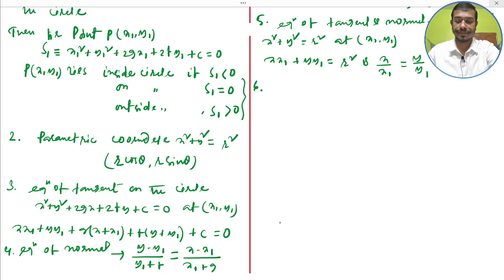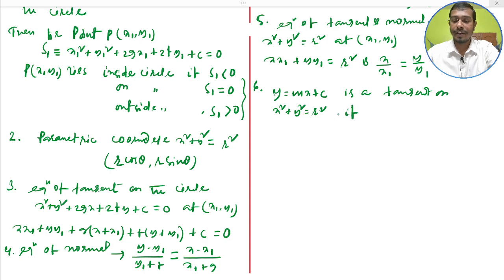Number 6. Y equal to mx plus c be a straight line is a tangent on x square plus y square equal to r square if and only if c square equal to r square into 1 plus m square. Okay, this is the condition, c square equal to r square into 1 plus m square.